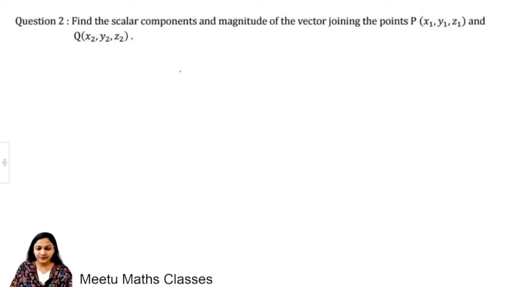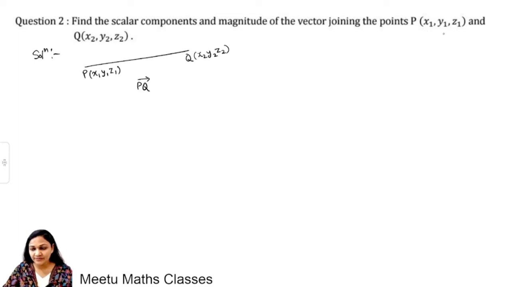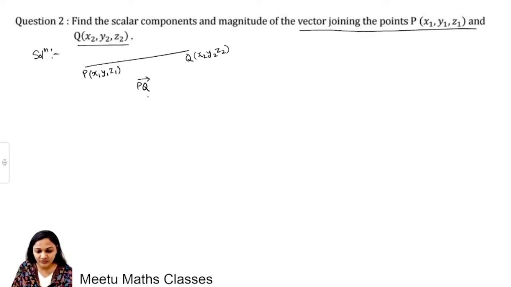Our second question is, find the scalar components and magnitude of the vector joining the points P and Q. So let us take 2 points. First is P and the coordinates of P are x1, y1, z1, and the second is Q and the coordinates of Q are x2, y2, z2. Now we are supposed to find PQ vector first. The vector joining P and Q is PQ. So PQ vector is position vector of Q minus position vector of P. So (x2 minus x1)i plus (y2 minus y1)j plus (z2 minus z1)k. This is the vector PQ.